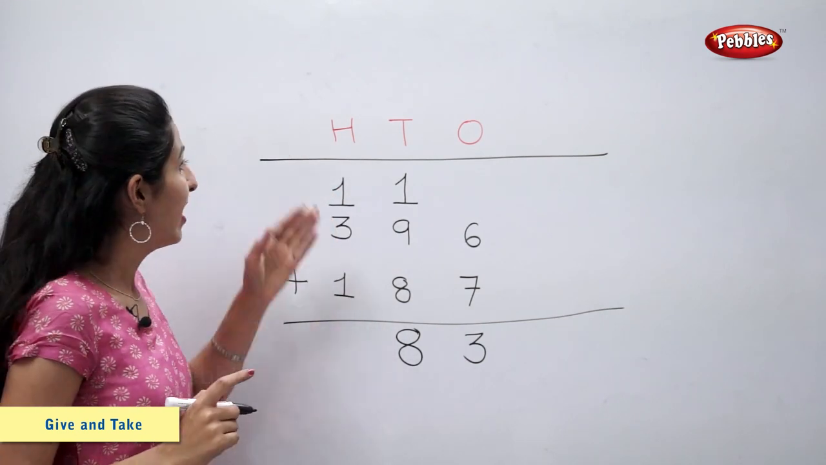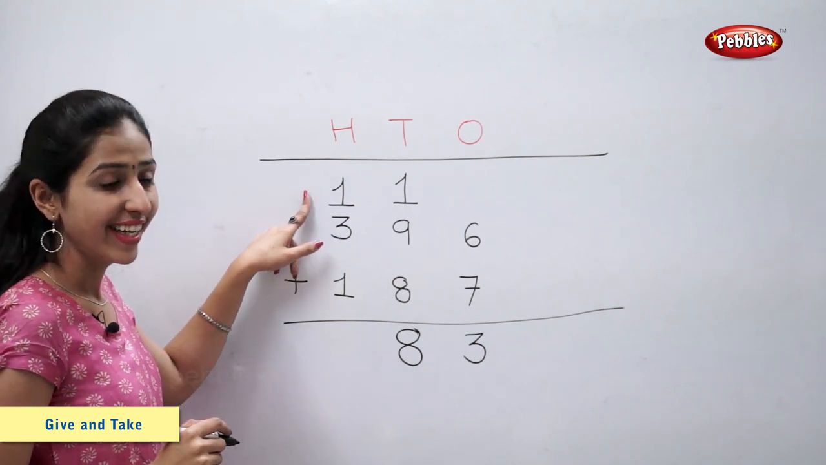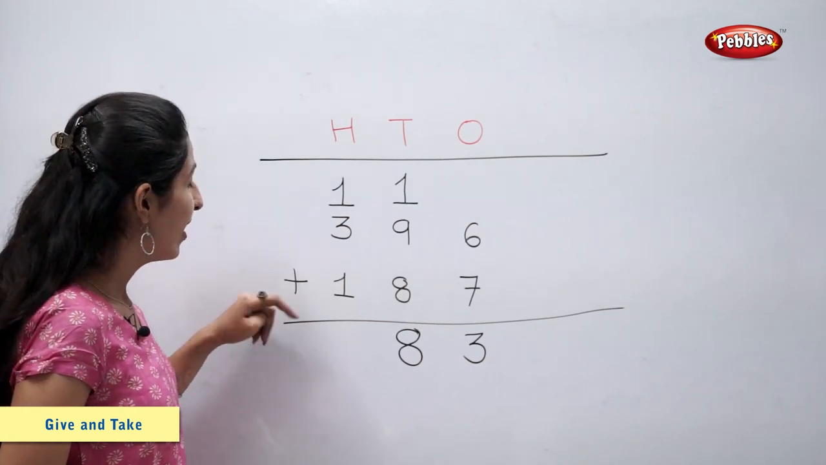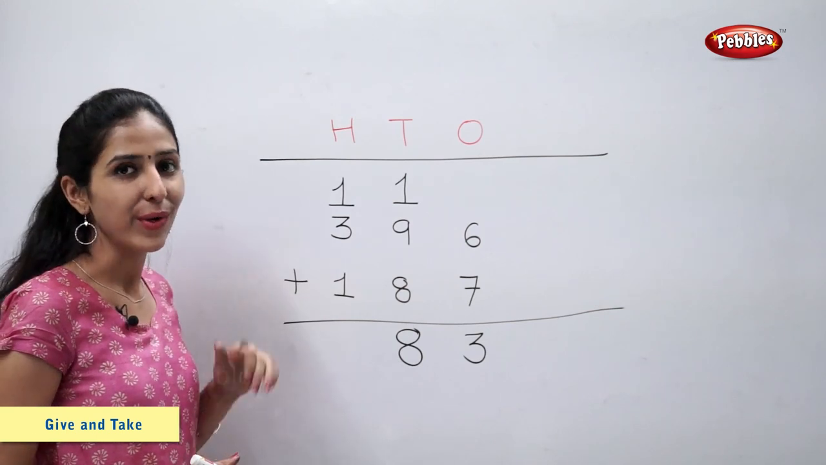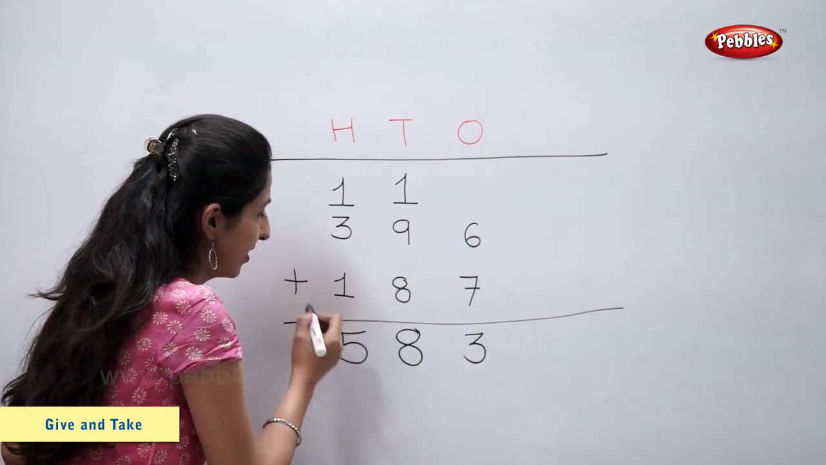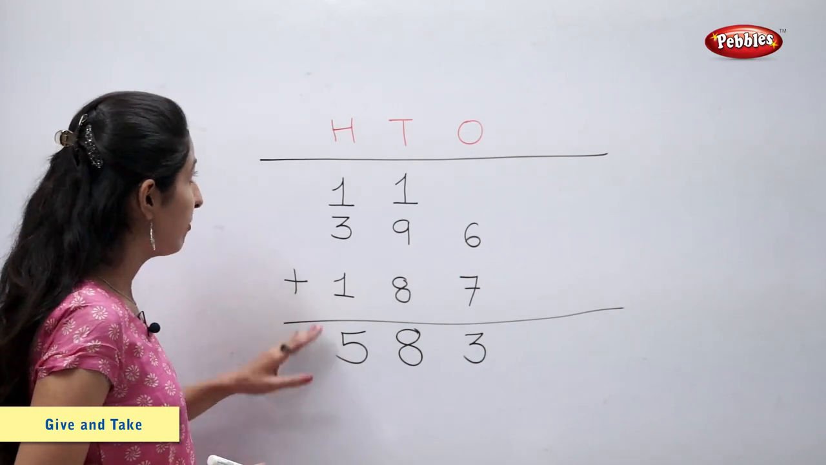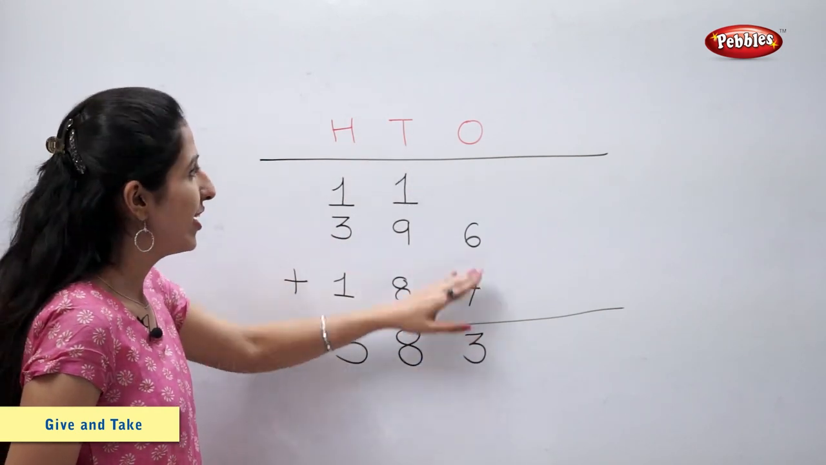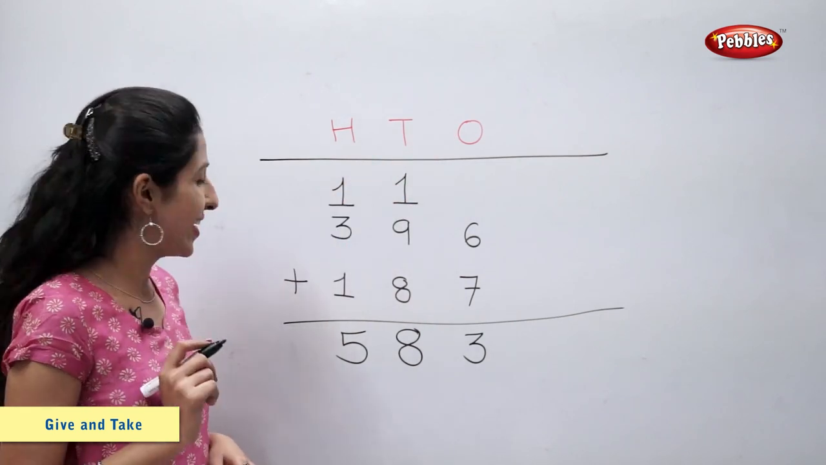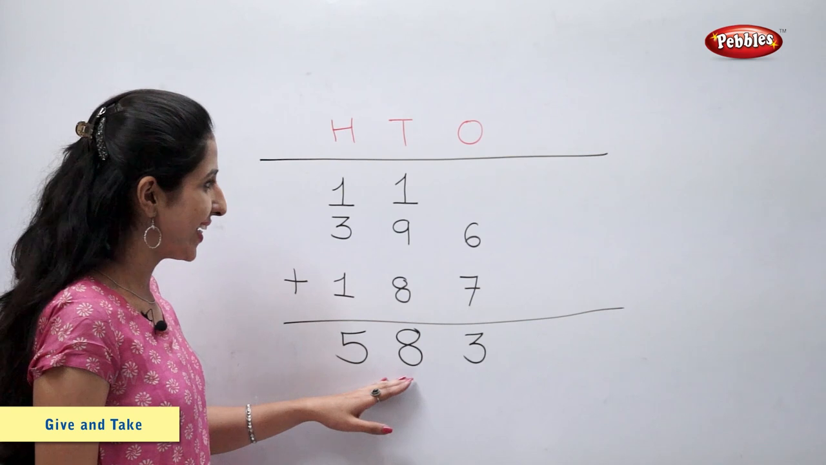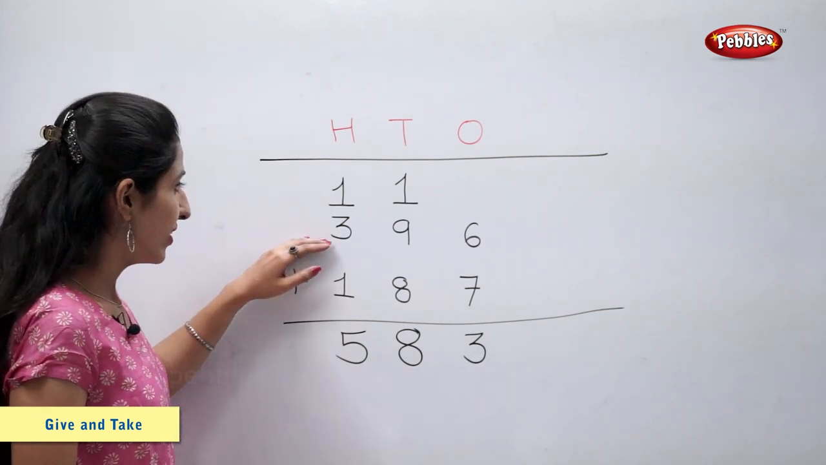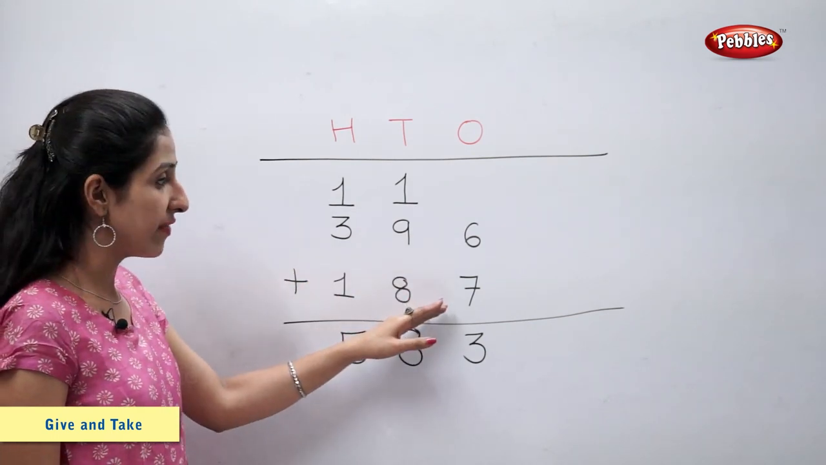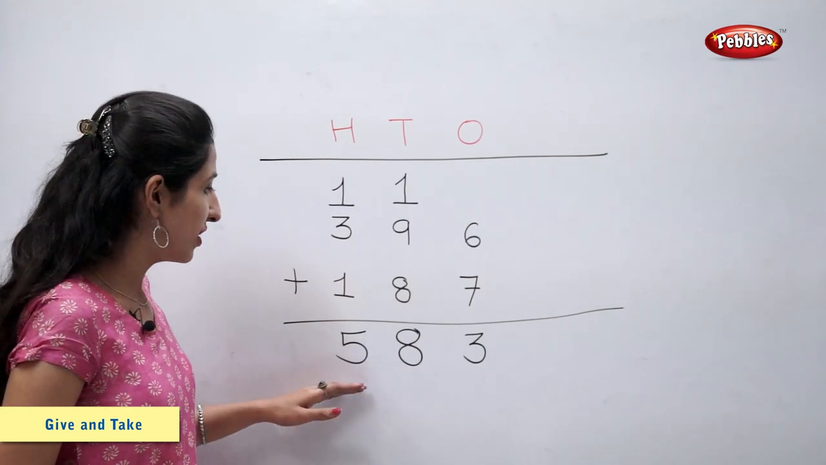Now, let's add hundreds. 1 plus 3 is equal to 4. 4 plus 1 is equal to 5. So now we have 5 hundreds, 8 tens, 3 ones. So the number is 583. So 396 plus 187 is equal to 583.